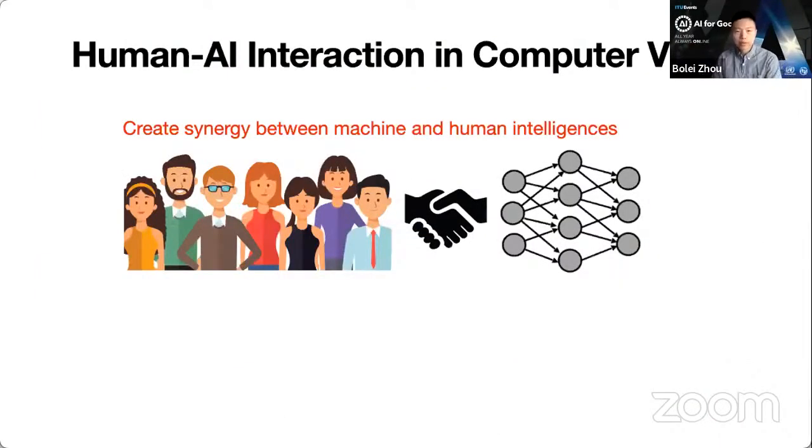Okay, so here is a summary. We want to enable human-AI interaction in computer vision and machine autonomy. I already showed you many different applications, from image classification to image generation to recent machine autonomy. Ultimately the goal is to create synergy between machine and human intelligence. We want to use machine intelligence to augment and amplify our human intelligence and capabilities.